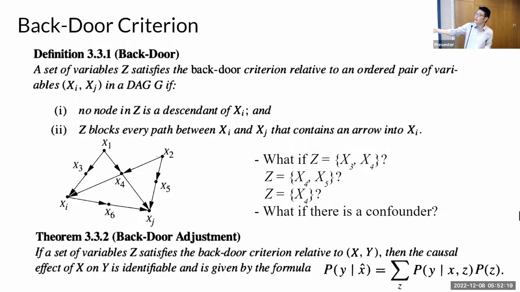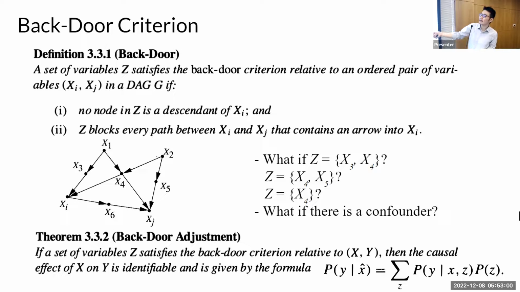It's good. Second, do you think Xi, X3, and X4 block all those paths into Xi? All paths between Xi and Xj and into Xi? Yes or no? Clearly, all those paths are between Xi and Xj. We can consider different paths: this path, this path, this path, and this path. In total, there are only 4 paths, and clearly each of them is blocked by X3 and X4. So in this case, we say Z satisfies the backdoor criterion. Later, you can see how we can proceed.